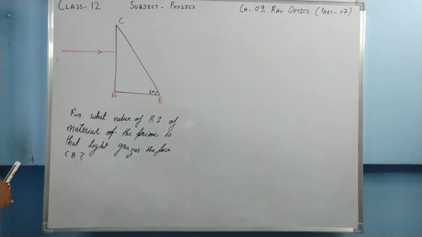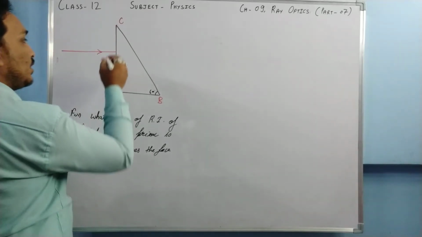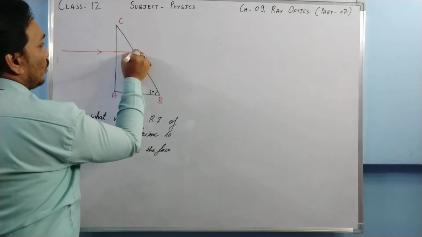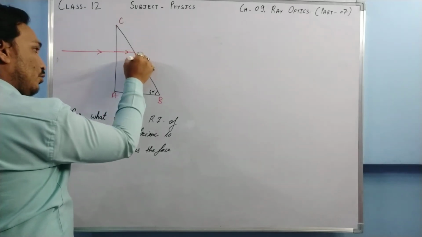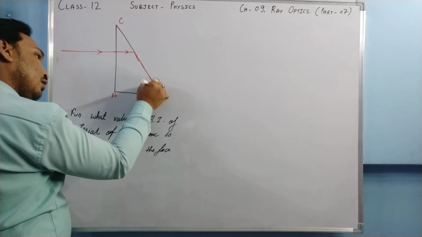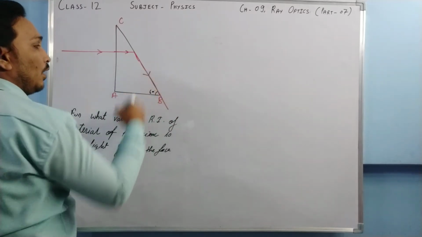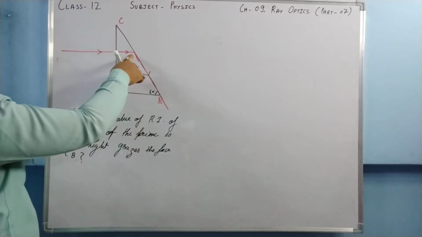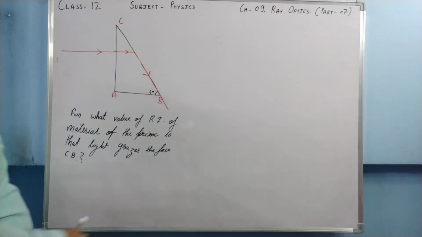What does the question mean? Question says that the ray of light should come here, but after this it goes like this. It should go like this. So what should be the value of refractive index of the material of the prism? Okay, so this is how the ray of light should go.